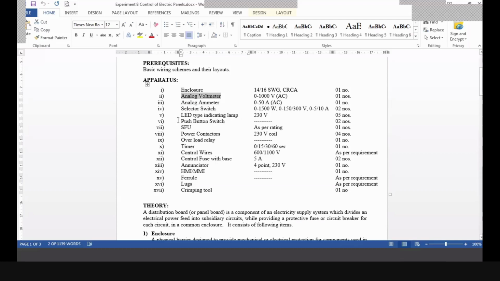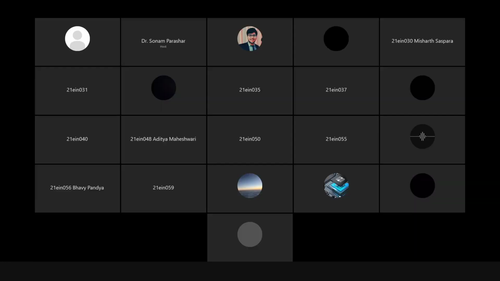Then SFU, okay, and then fuse unit. SFU means switch fuse unit, and power contactors are there, overload relay is there, timers are there, control wires, control fuse with base, annunciator, HMI, human machine interface, MMI, field loop, crimping tool, right? So all these things we will discuss, and I will show you the picture of control panels used in the industries.